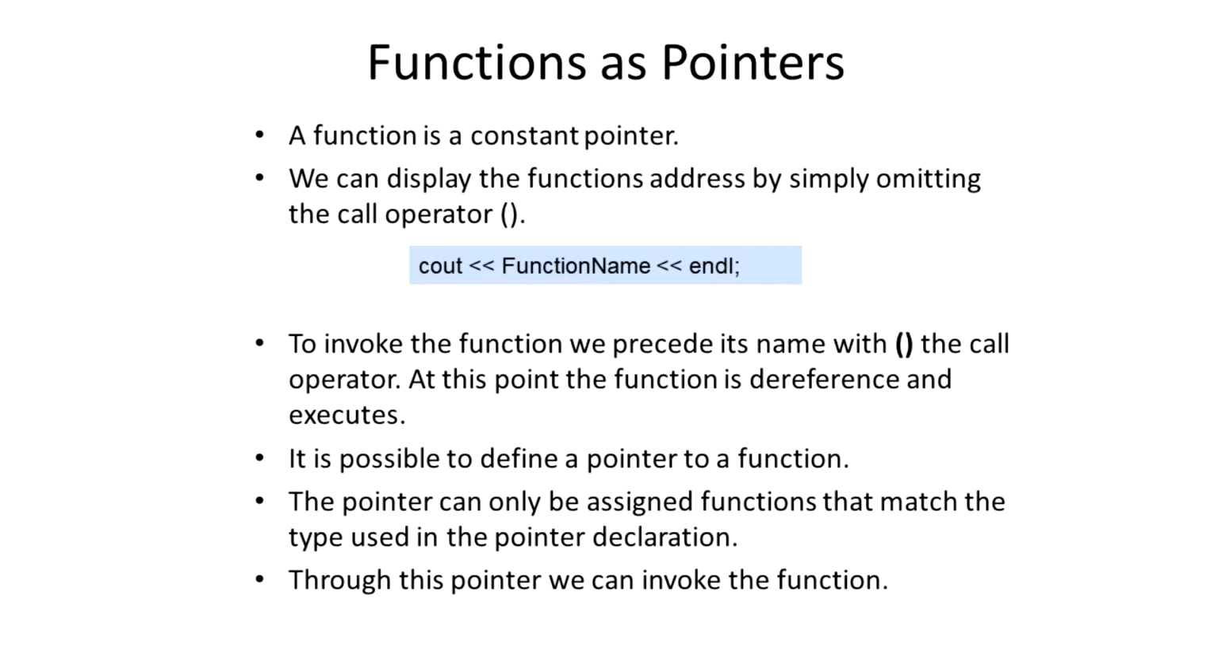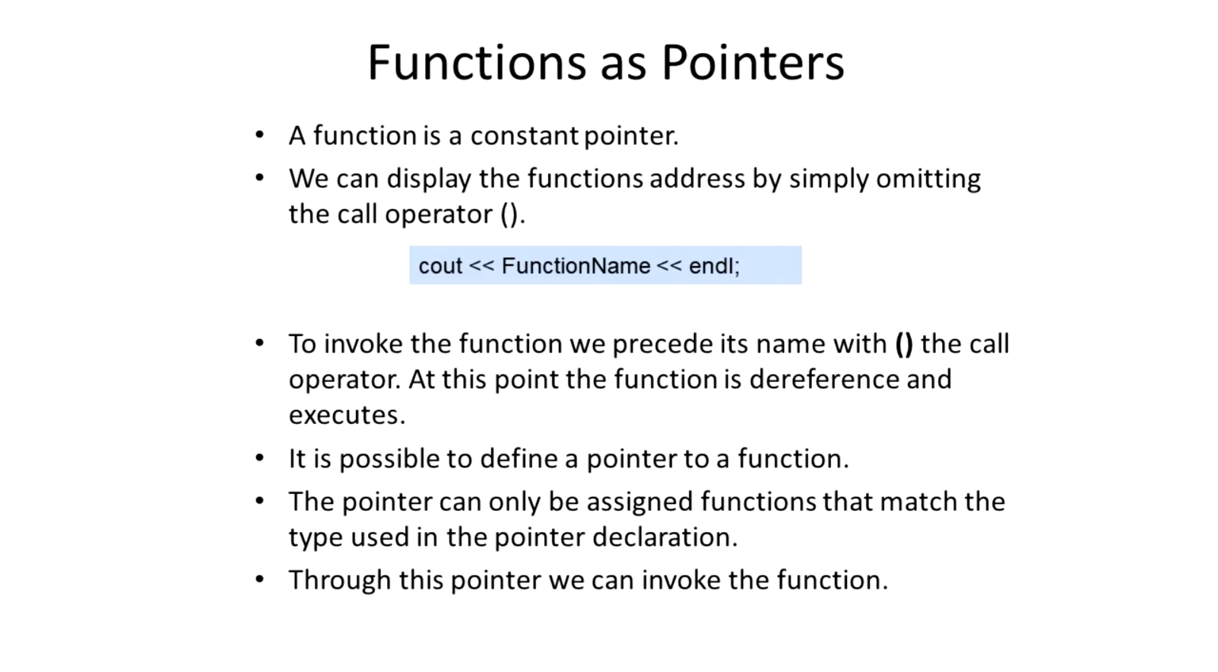And we can actually print out this memory address stored at the function name by just printing out the function name without the parentheses, the call operator, the curly brackets, as we see here in the blue box. And of course, to invoke the function, we then add those parentheses, the call operator, so that it dereferences that location, that memory address, to run the code for that function.